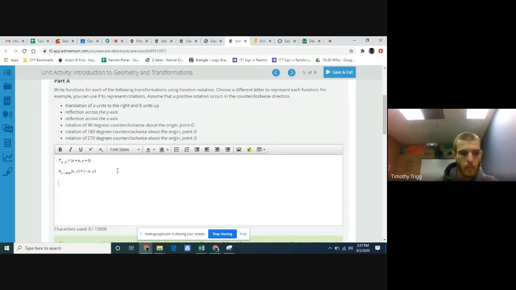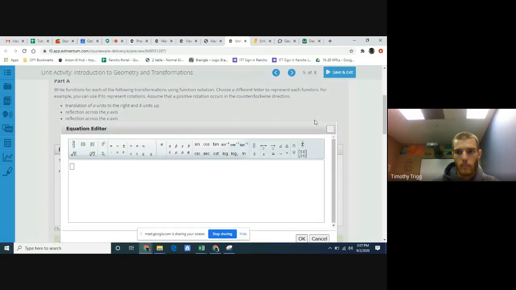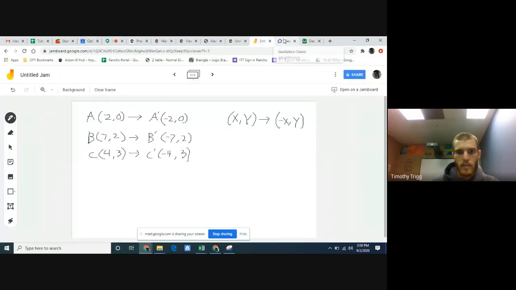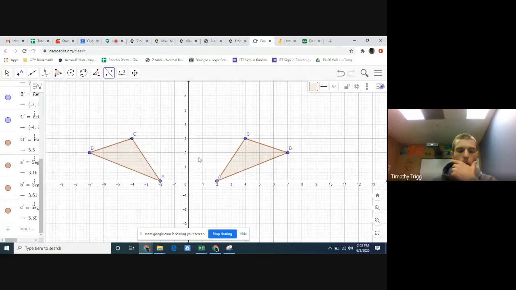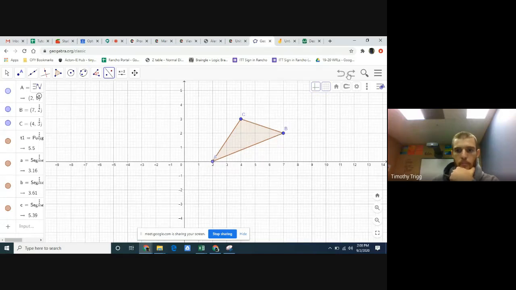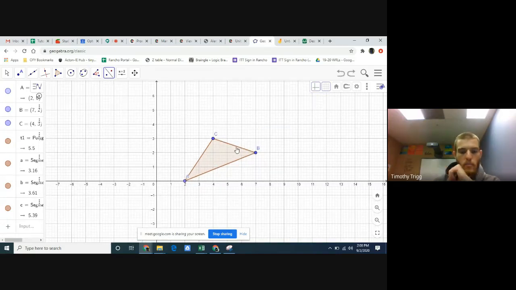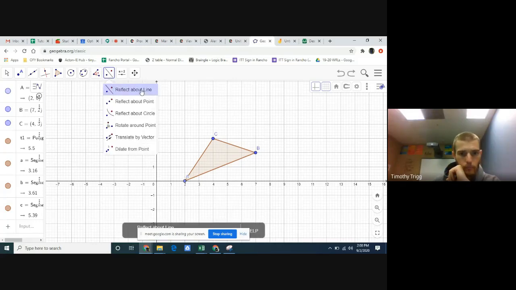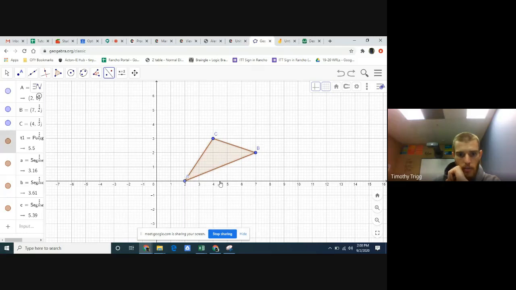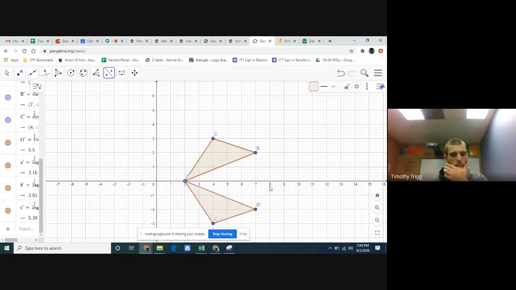Okay, cool. Now the next one says reflect across the x-axis. So what does that look like? Well, let's go ahead and reflect across the x-axis and see what happens. So I have the same triangle, ABC, and I'm going to use the reflection tool in GeoGebra. Reflect this across the x-axis.